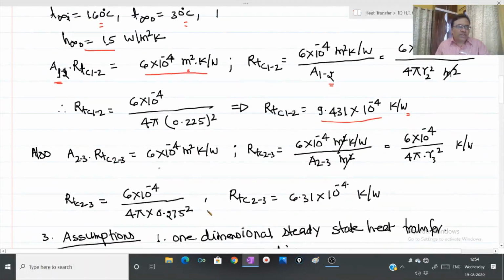Similarly, thermal contact resistance and product of surface area at the interface 2 3 is given as 6 into 10 to power minus 4 meter square Kelvin per watt. In order to maintain the units, I will divide it by the surface area at the interface 2 3. So finally I will get RTC23 as 6.31 into 10 to power minus 4 Kelvin per watt. This is necessary to maintain the homogeneity of the units of the thermal resistances.